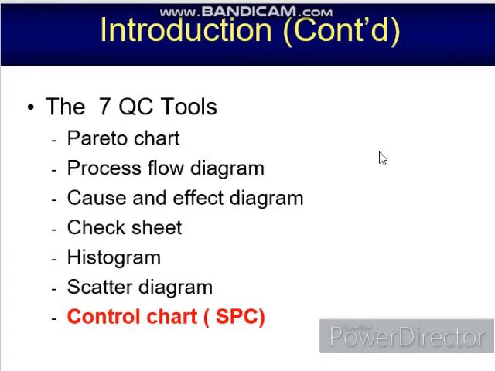Okay, since we mentioned the 7QC tools just now, I just want to introduce them briefly to all of you. The 7QC tools consist of seven quality control tools that you can use to improve the quality of a product or a service. They are Pareto charts, process flow diagram, cause and effect diagram, check sheet, histogram, scattergram, and lastly the control chart, which is SPC. We're going to concentrate on SPC in this lecture.